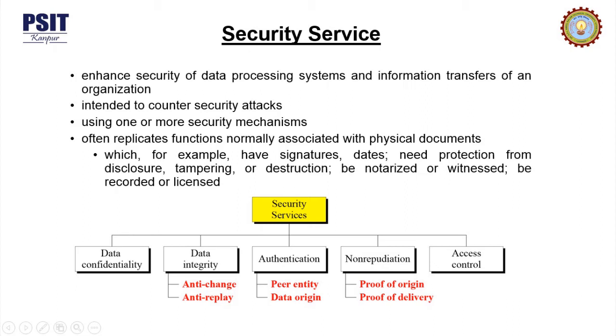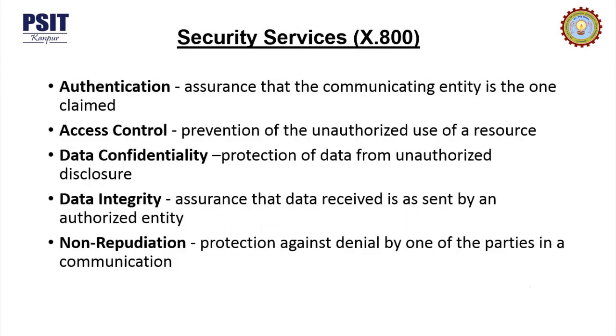The different security services that are available in computer security are classified into this diagram. They are named data confidentiality, data integrity, data authentication, non-repudiation, and access control. One by one, I will explain all of them.